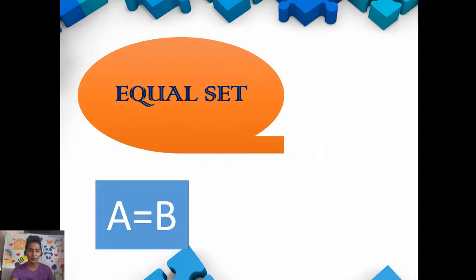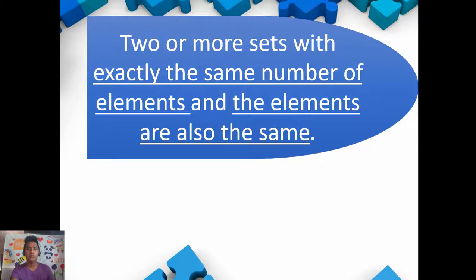Next, we proceed to equal sets. So equal set, from the word equal, they will be equal. So how are we going to know if the two sets are equal? For example, set A is equal to set B. Two or more sets with exactly the same number of elements, and the elements are also the same. Take note of the two conditions.